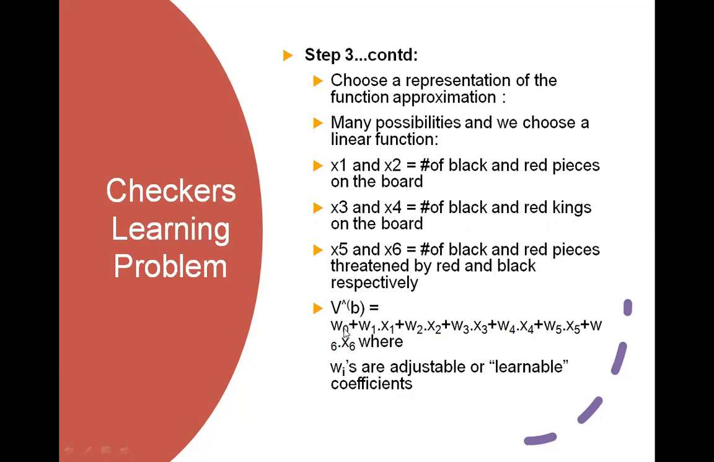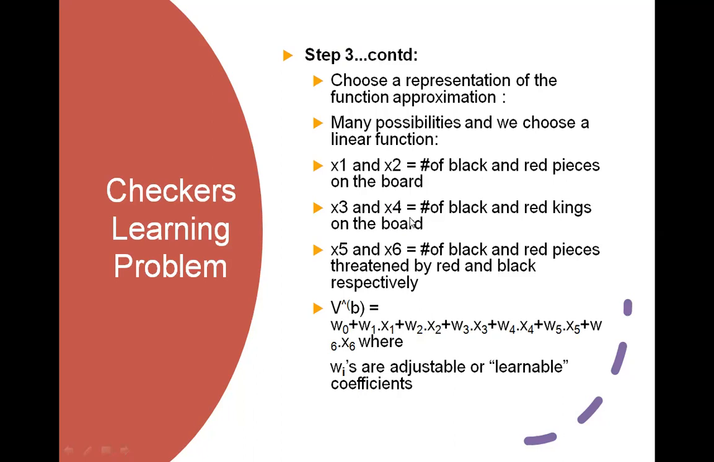in linear form. Okay, you can see the equation here. V dash of B is equal to W0 plus W1 into X1, W2 into X2, W3 into X3, up to X6. So what are X1 and X2? This V dash of B is represented in this linear form. X1 and X2 are nothing but the number of black and red pieces on the board. You are playing the checkers game; white pawns are there, black pawns are there. X1 represents the number of black pawns, X2 represents white or red pawns.